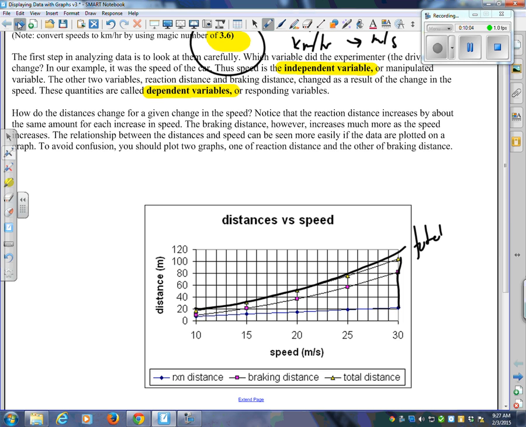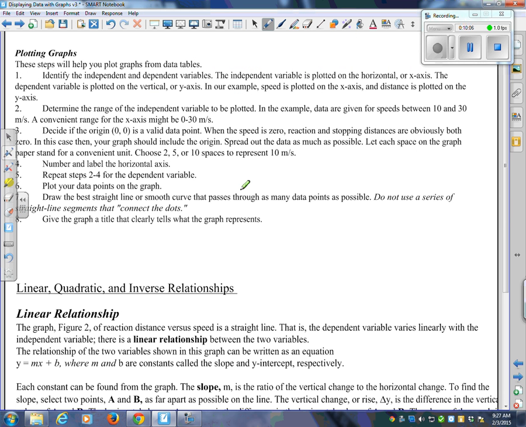Okay. How do you plot graphs? Again, you guys know all this stuff. Just review, make sure everyone's on the same page. These steps will help you plot graphs and data tables, which you're going to do hopefully this period. Identify the dependent variables. Again, independent on the x, dependent on the y.